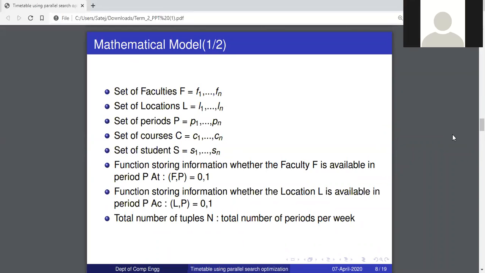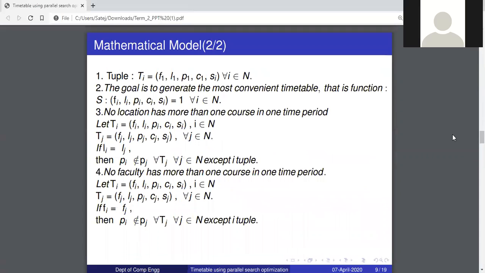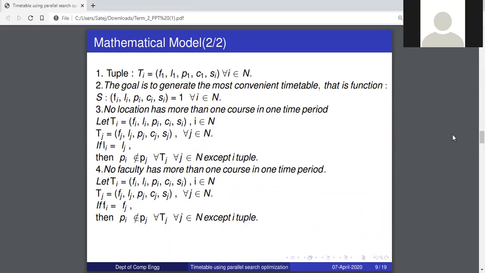Okay. Each tuple consists of a set of faculty, location, and periods. F represents a set of faculties, L represents a set of locations, P represents a set of periods. Then our goal is to satisfy all the possible constraints. There are 3 constraints which need to be satisfied. First, no location has more than one course in one time period. The second constraint is that no faculty has more than one course in one time period. And the last constraint is that each batch of students cannot attend different lectures at the same time period.